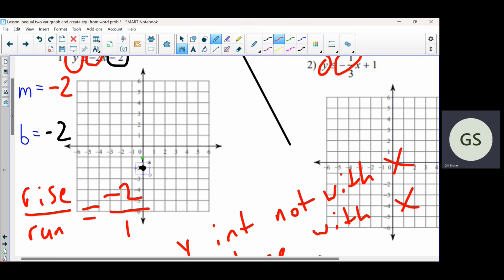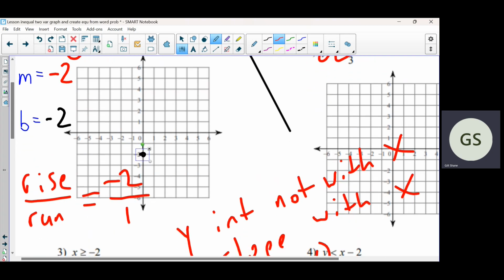All right. So if my run number is 1, so positive 1, that means I'm going to go right 1. So I go right 1. If my rise number is negative, and you may have noticed that I had these written down in the upper right corner, I'll show them to you again in a minute.